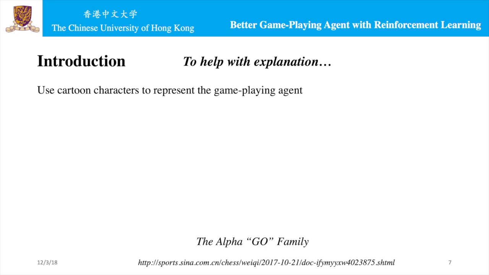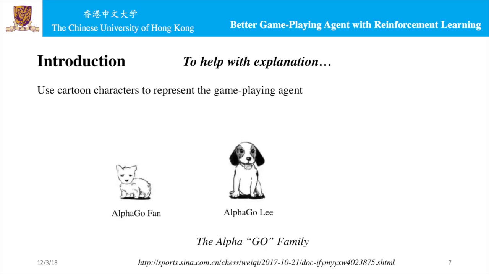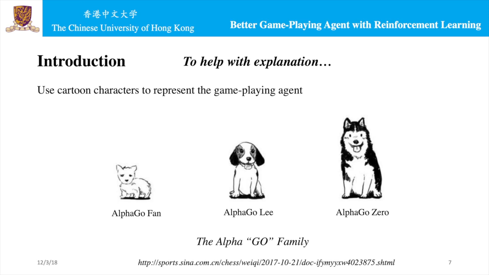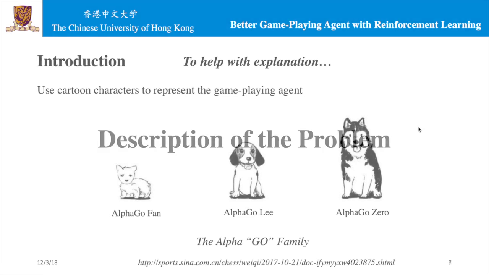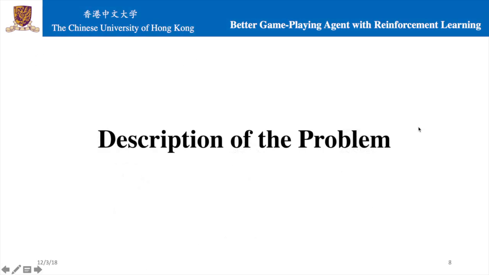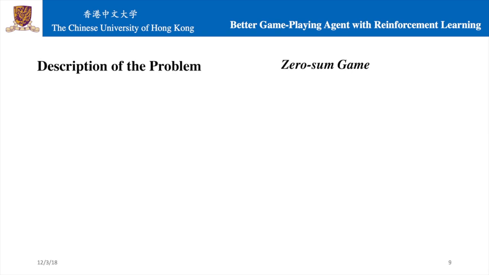To better help with explanation, I will introduce some cartoon characters to represent the game-playing agent. So AlphaGo Fan, AlphaGo Lee, and AlphaGo Zero. Go in Chinese is pronounced like Go, which means dog. That's why I introduced such a cartoon character. Then, description of the problem.